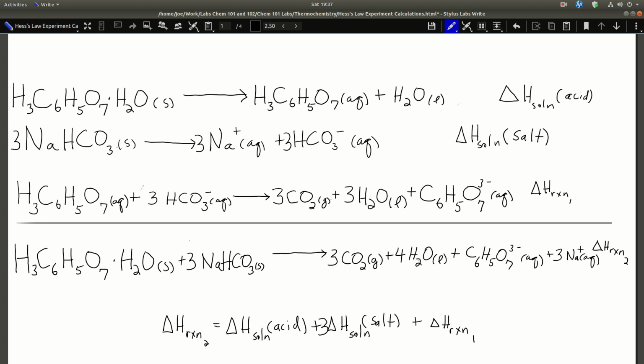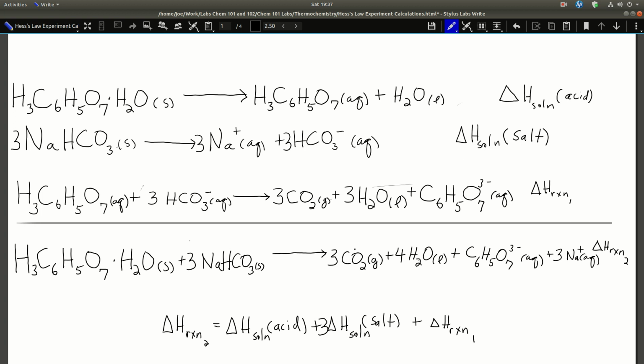Now, what has to happen for this reaction to occur is that first the citric acid monohydrate has to solvate, has to be dissolved, and so does the sodium bicarbonate, and it also dissociates into the sodium ion and the bicarbonate ion. So this is the reaction, this third one, that you will measure the change in enthalpy of.